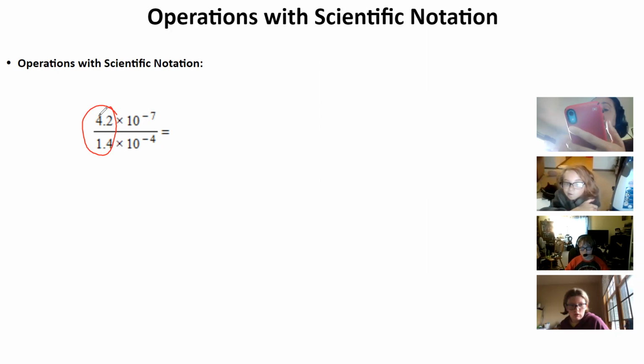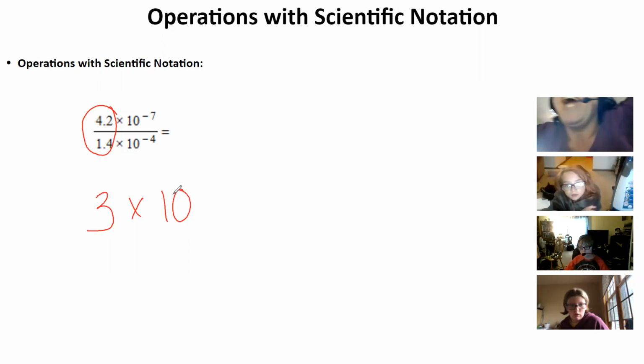So 4.2 divided by 1.4. What did you guys get? I got 3. Is that what you guys got? Someone got 3. Excellent. And now we're going to subtract those exponents.